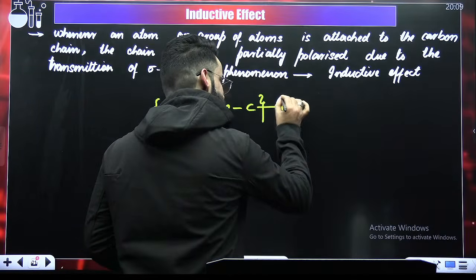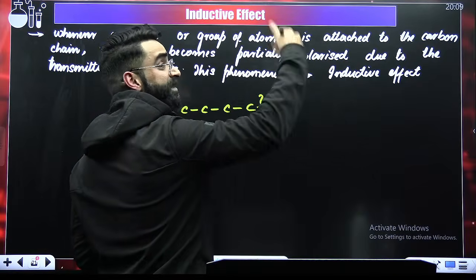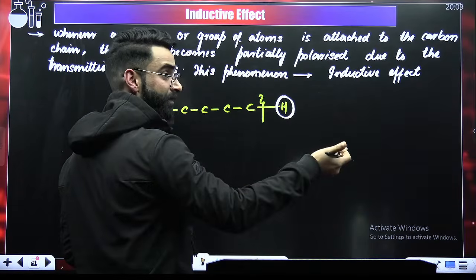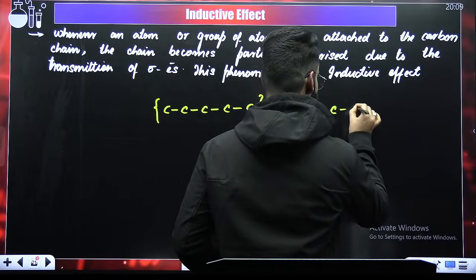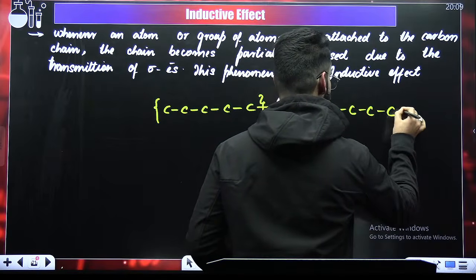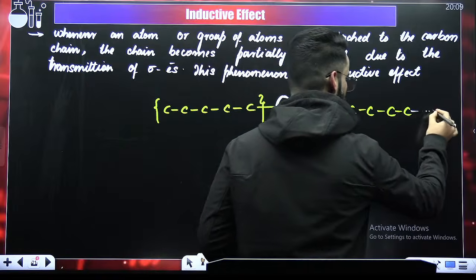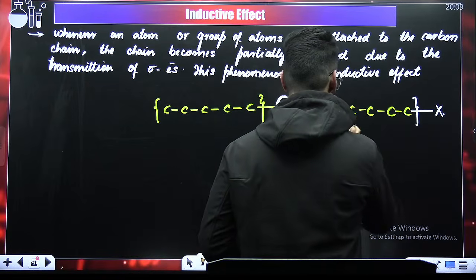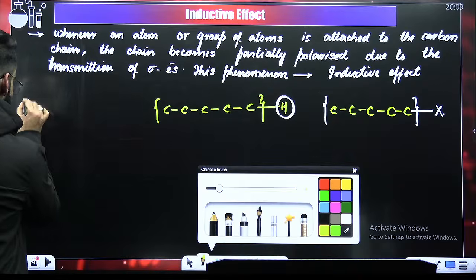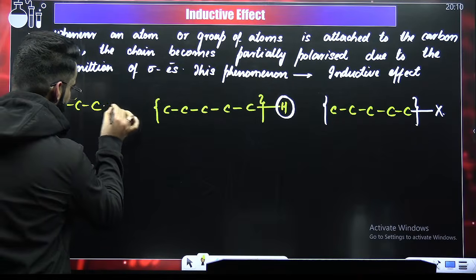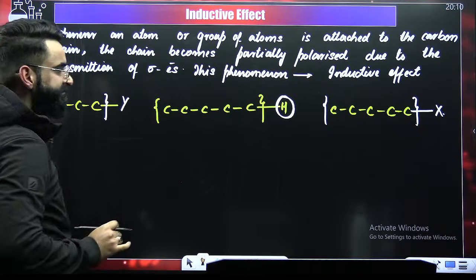Now, my dear students, what I'll be doing exactly? I'm going to replace this hydrogen by some atom or some group of atoms. So what do I get here? For example, this is your carbon chain, 1, 2, 3, 4, 5. Now I have replaced hydrogen with an atom X, for example. Similarly, I'm going to take one more case wherein this is your carbon chain 1, 2, 3, 4, 5, and I'm replacing this hydrogen with some atom Y.